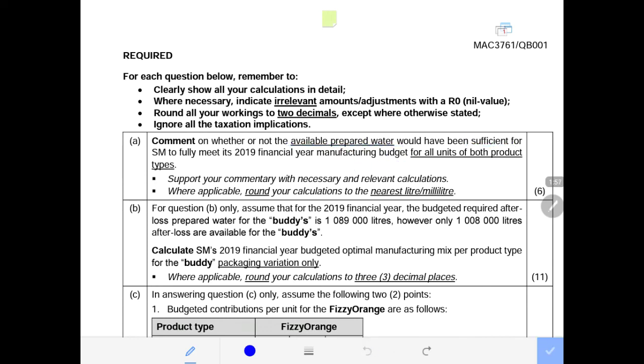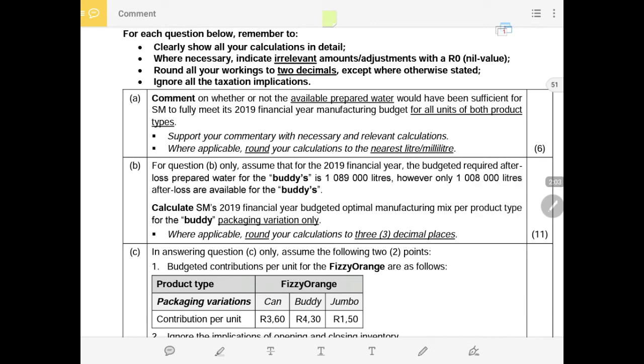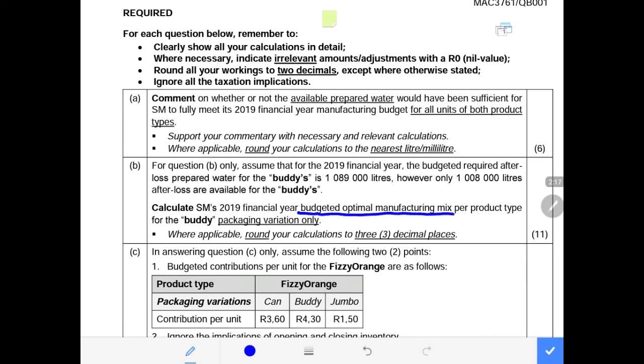But we are not required to go through the whole process of the limiting factor, contribution per limiting factor, then the ranking. No, they just want us to check if the available water is enough based on what is required. Then the second one, we are then required now to calculate the budgeted optimum manufacturing mix per product type for the body product variation. So in this case, they gave us the water that is required, and they tell us the water that is available, which we would have done that above, but they decide to give us a different scenario. We have the water that is required and the one that is available.